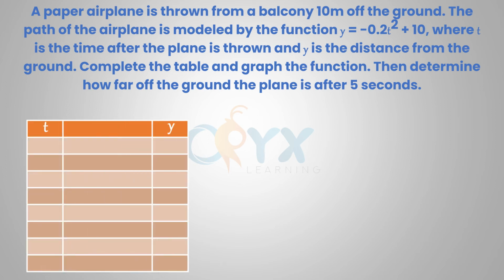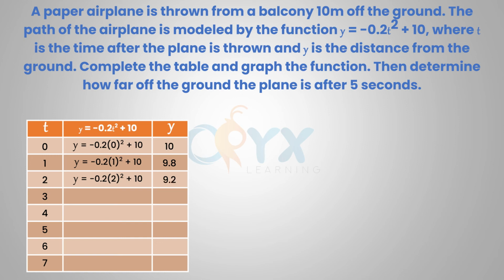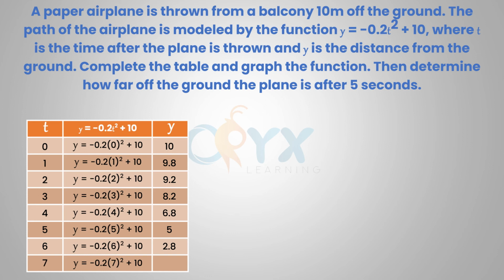Substituting in values for t from 0 to 7, we can see that we get 10 for the coordinate (0, 10). Substituting in a 1, we'll get the ordered pair (1, 9.8). Substituting in a 2, we get (2, 9.2). Substituting in a 3, we'll get (3, 8.2). Substituting in a 4, we'll get (4, 6.8). Substituting in a 5, we'll get (5, 5). Substituting in a 6, we get (6, 2.8). And substituting in a 7, we get (7, 0.2).